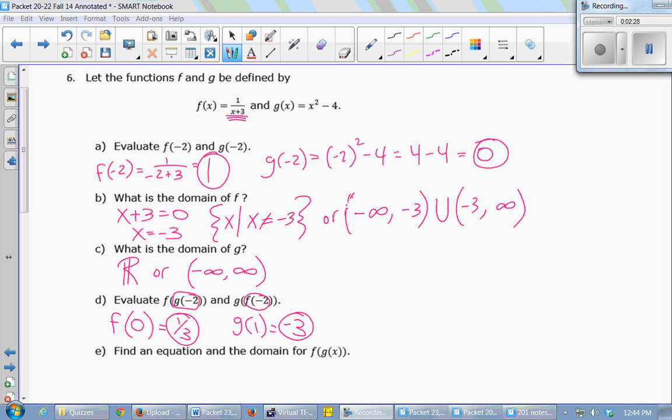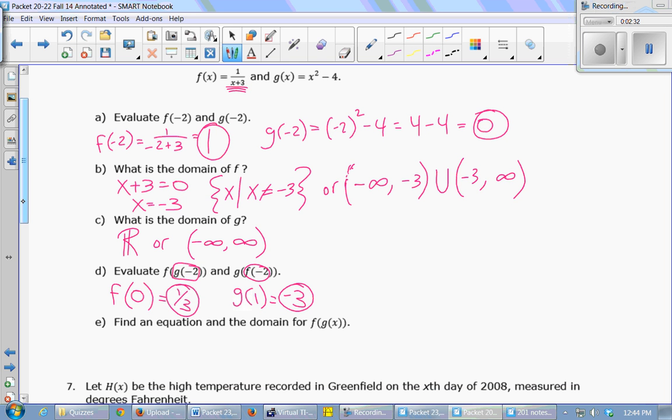And then I want to find an equation and the domain for f of g of x. Okay, so f of g of x, that would be f of, replace g of x with its formula, x squared minus 4. And then put an x squared minus 4 into the f function wherever you see an x. So I have 1 over, instead of x, I put x squared minus 4, and then plus 3. And that is going to be 1 over x squared minus 1.